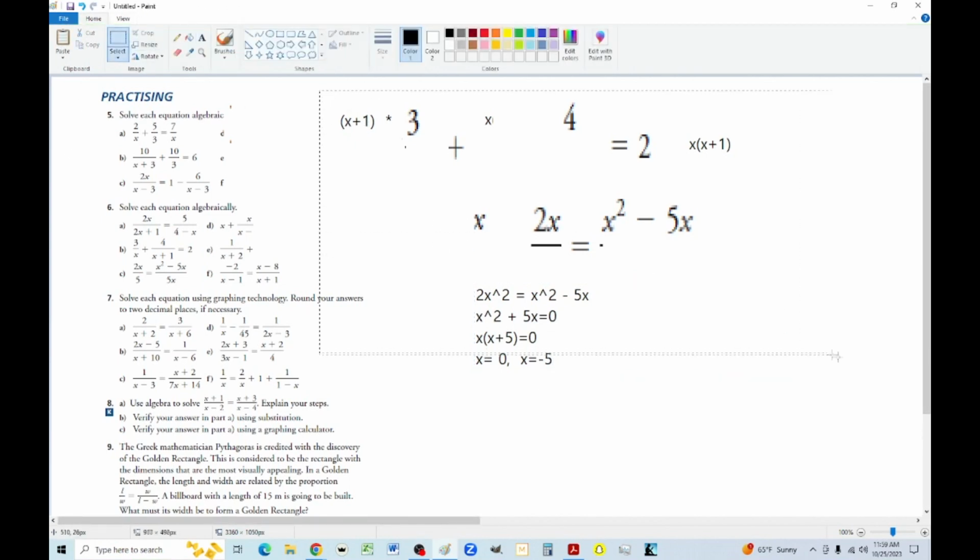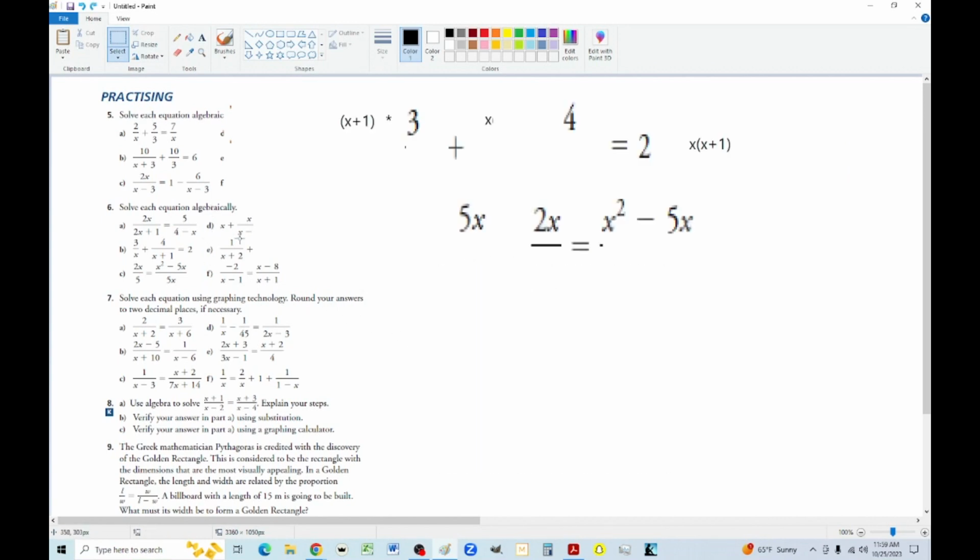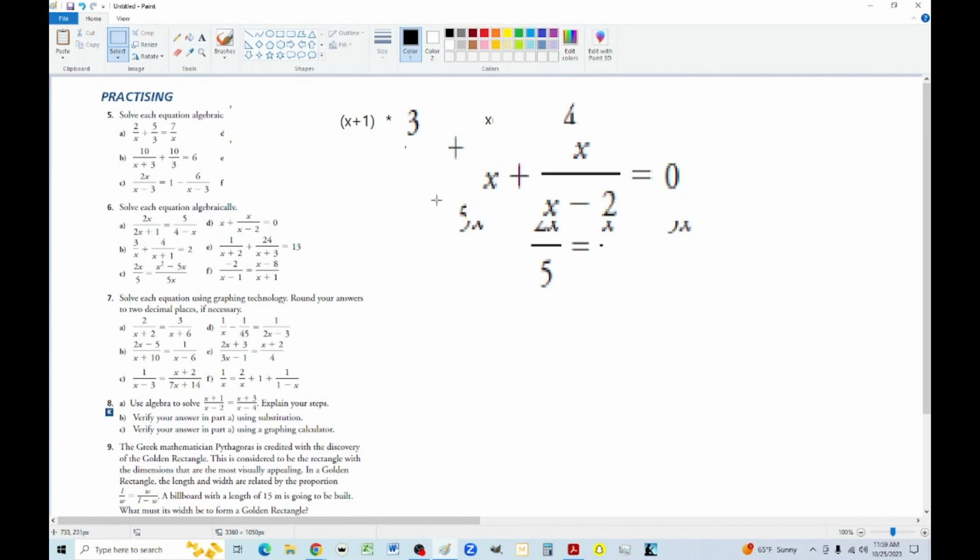Moving on to D. Oh, it looks like I cut off D, so I'll have to go back and get it. There we go. Moving on to D. We've got this. And I'll just get rid of my clutter here.